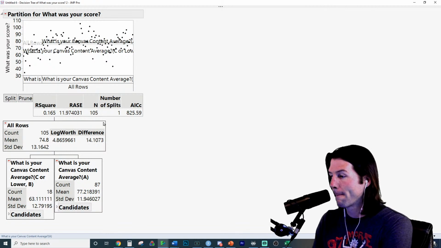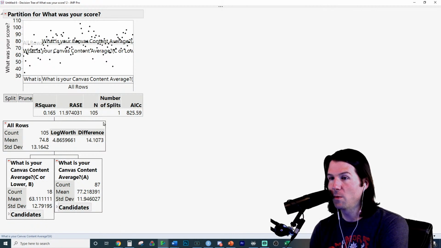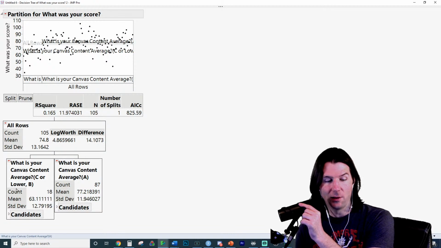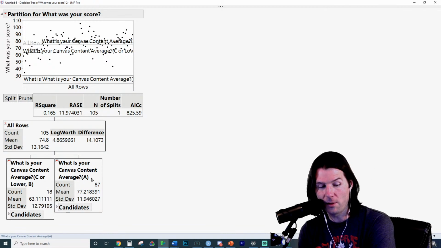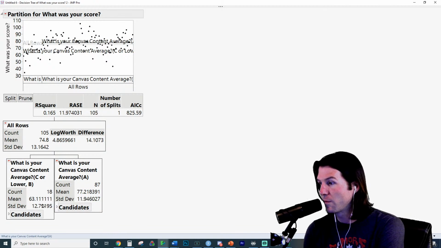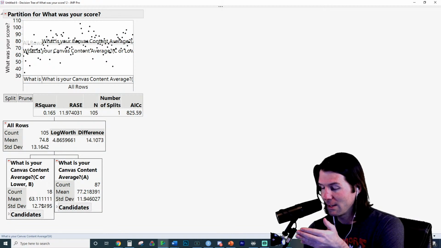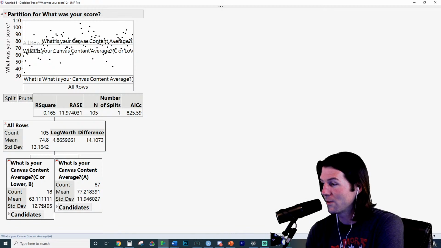Canvas content. Canvas content is the number one deciding factor so far. And look at the grade differences between people who have A's and don't have A's. There's a 15-point average difference on the test. So I keep telling everyone, do the Canvas content.